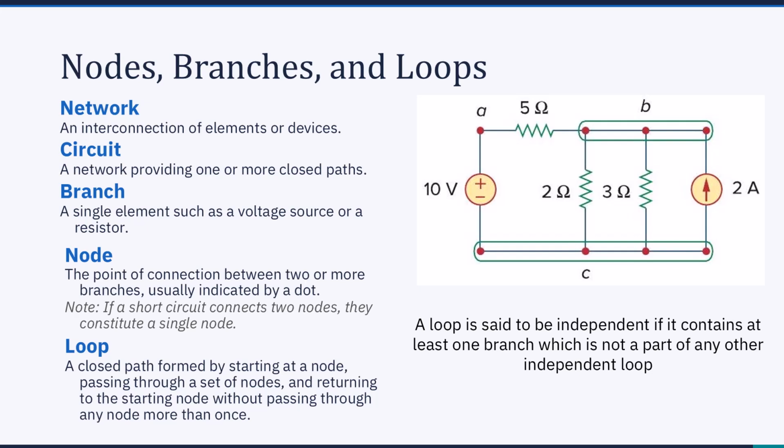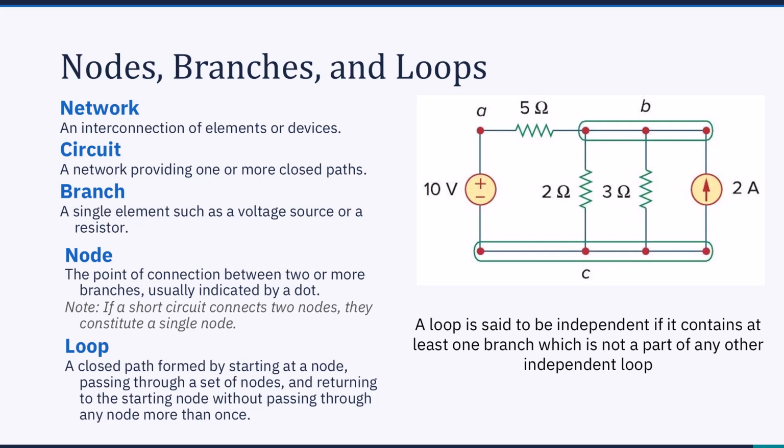A node is the point where two or more branches are connected. You will usually see it marked as a dot in a circuit diagram. Here is an important note. If a short circuit, that is, a wire of zero resistance, connects two nodes, then those two nodes are treated as a single node. Finally, a loop is any closed path in a circuit. You start at a node, travel through a set of other nodes, and come back to the starting node without passing through any node more than once.